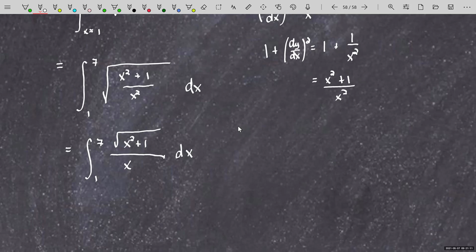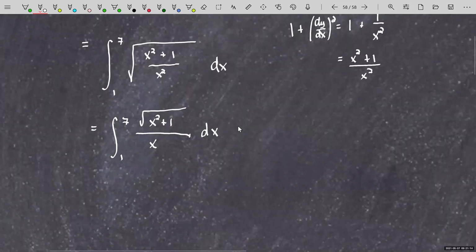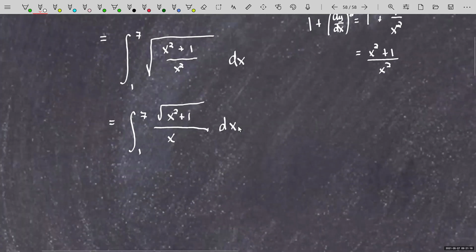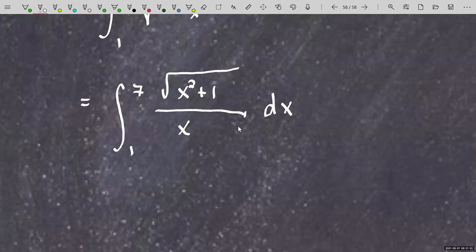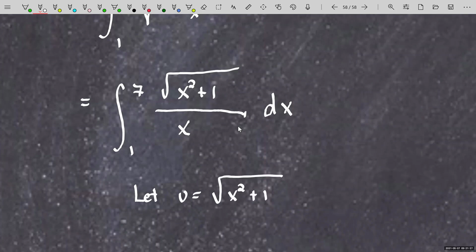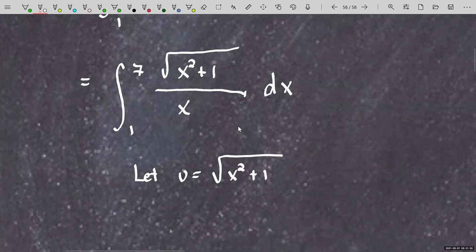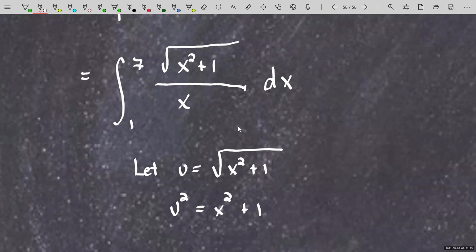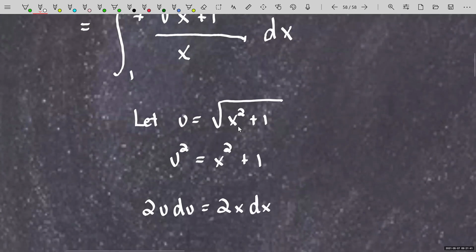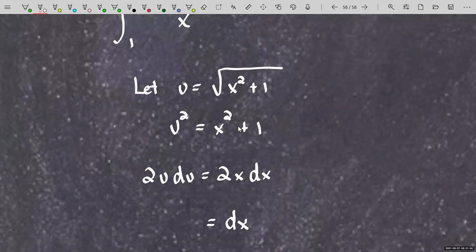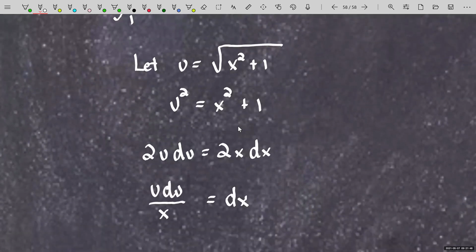So if you did a U sub just for x squared plus 1, you'd end up getting something messy. So I think it would be nicer to try this with let u equal square root of x squared plus 1. That is, u squared is equal to x squared plus 1. That is 2u du is equal to 2x dx. That is, dx is equal to u du over x. That's the idea that I'm going to go with.